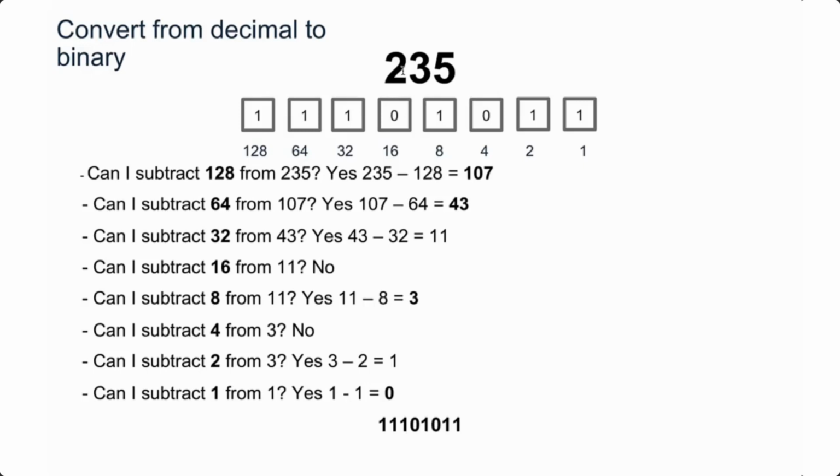Now we have 1 left, and the next placeholder down is the last one, 1. We can subtract 1 from 1, so we put a 1 in the placeholder and do the subtraction. 1 minus 1 is 0, so we are done. So this will be the representation of 235 in binary.